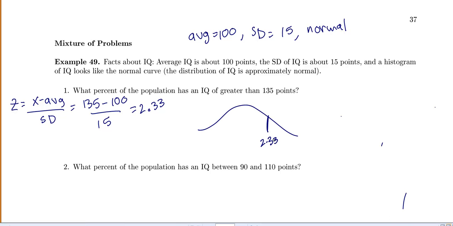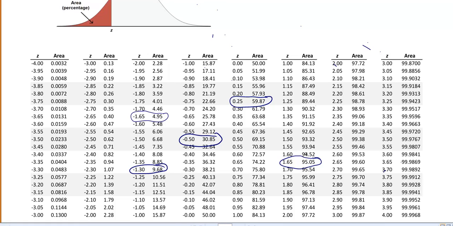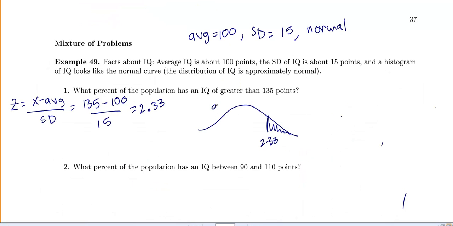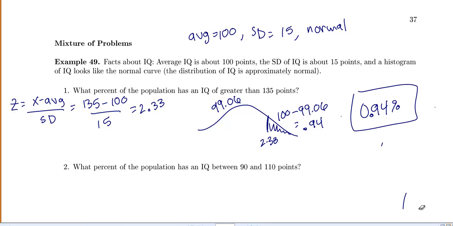So z is 2.33, and I want to find the area to the right of it. If I go to my normal table, I'm looking up 2.33. I can't get that exactly, but 2.35 has an area of 99.06. Oh, but that must be the area to the left. So to the right would be 100 minus 99.06, which is 0.94. So my final answer is 0.94%. So not very many people have an IQ greater than 135.